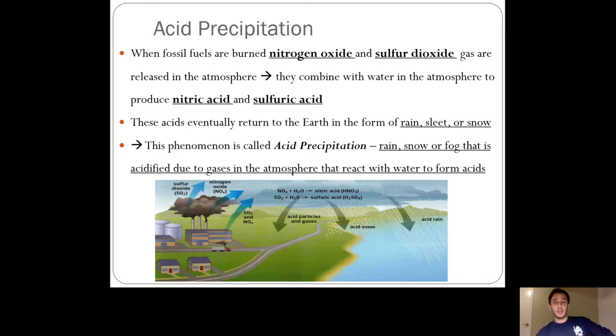Now, here's a downside. Acid precipitation. When we burn fossil fuels, like gasoline, two of the products are nitrogen oxide and sulfur dioxide. They're gases, they're colorless, and they're released into the atmosphere. And the problem is in the atmosphere, in clouds, they combine with water and they produce nitric acid and sulfuric acid. Now, acids aren't something that we've really studied yet in terms of chemistry.